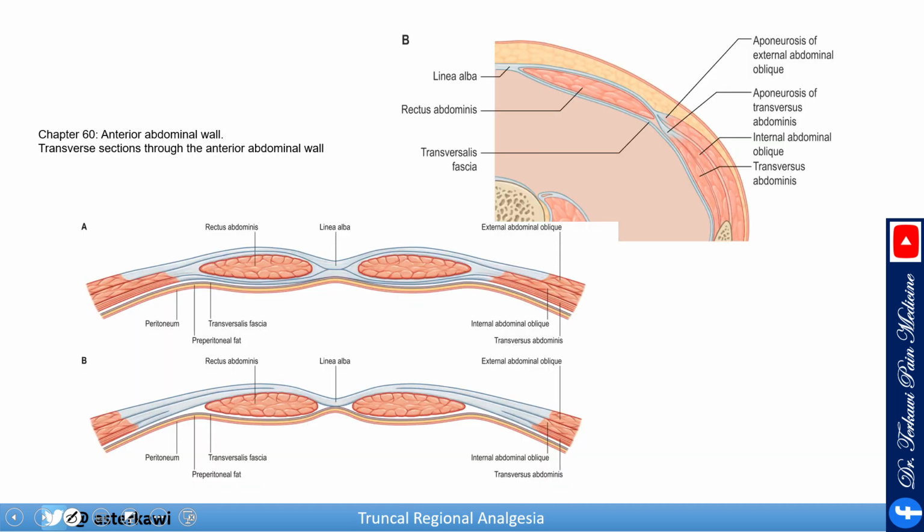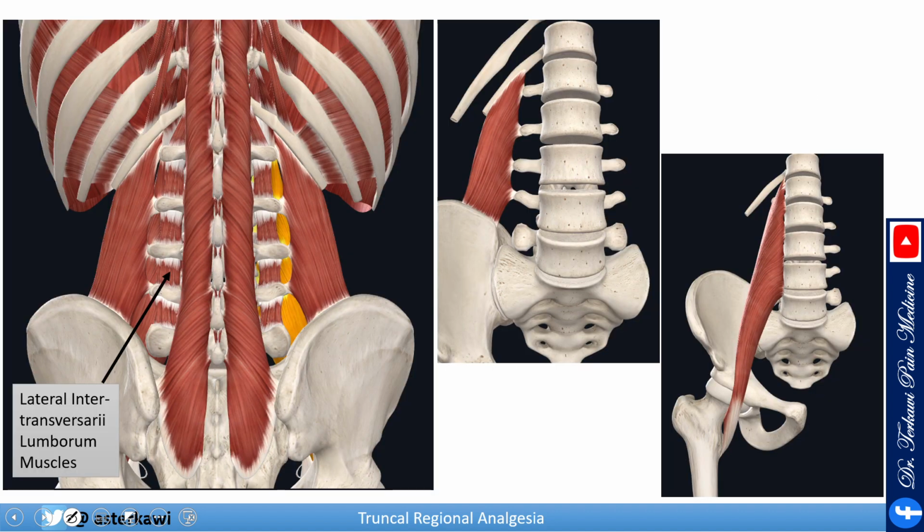Now, this is a picture just to show you how they merge together to form the aponeurosis that continues and then attaches to the linea alba, goes above and below, as you see here, the rectus abdominis muscle. And this is also an important landmark when you want to do the TAP block, which we'll have in a separate video. Now, underneath that, we have two important muscles.